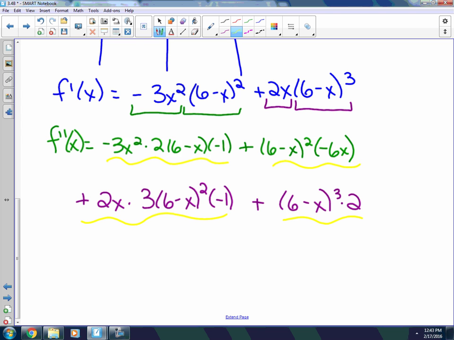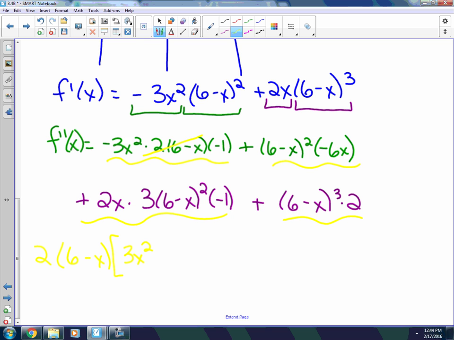Well, yeah, let's factor some things out. What do they all share? 6. Yep, okay. Any number that's in all of them? 3. 2. Okay. Okay, so out of this first one, if I take a 2 and a 6 minus x, that leaves me with 3x squared. No, because there was another negative 1 over there.